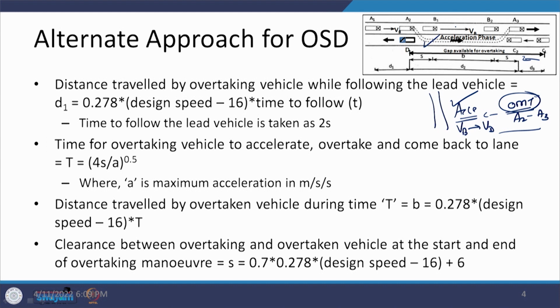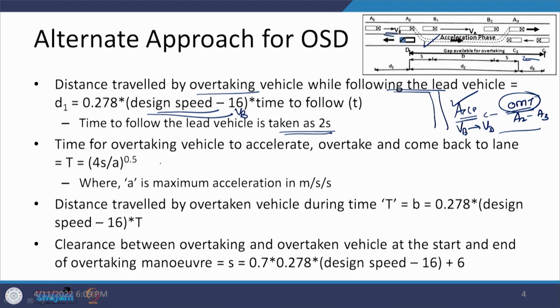First is the distance travelled by the overtaking vehicle while following the lead vehicle, which happens at a speed of Vb. This is 0.278 into (design speed minus 16), where design speed minus 16 is Vb, multiplied by the time to follow, t seconds. This t is usually taken as 2 seconds if it has not been given to you separately.